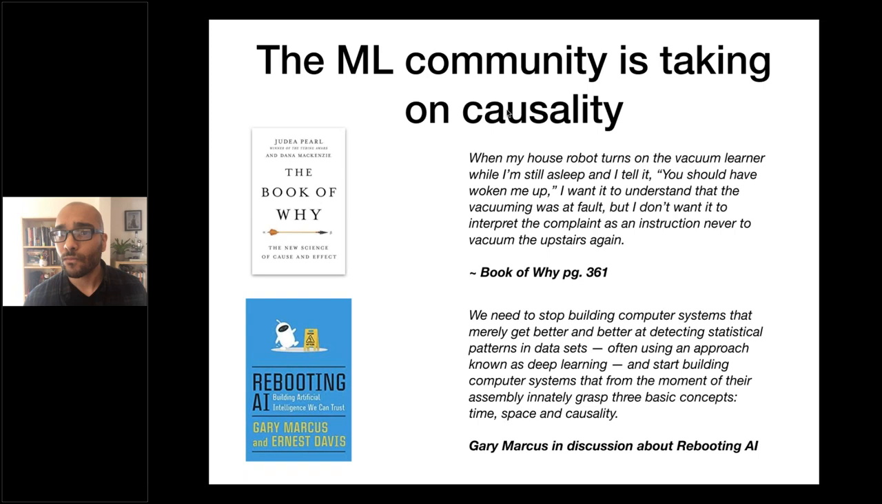Similarly, in Gary Marcus's recent book, he argues that we need to move beyond just detecting statistical patterns in data sets and start focusing on building systems that can grasp three basic concepts: time, space, and causality.